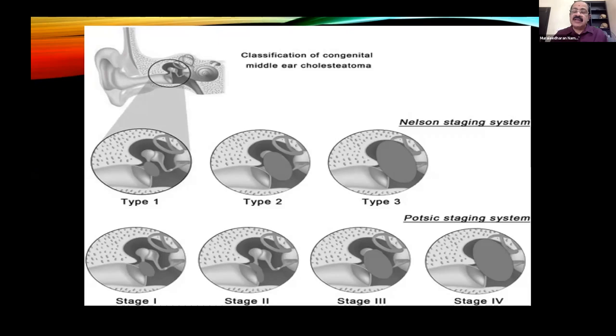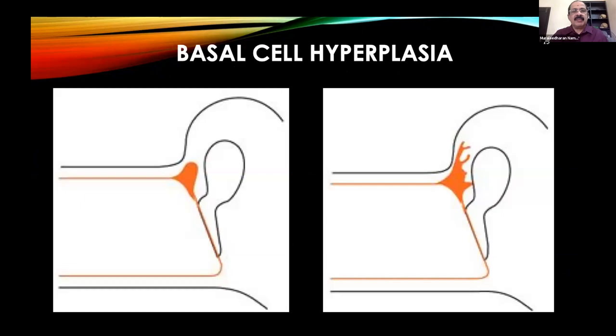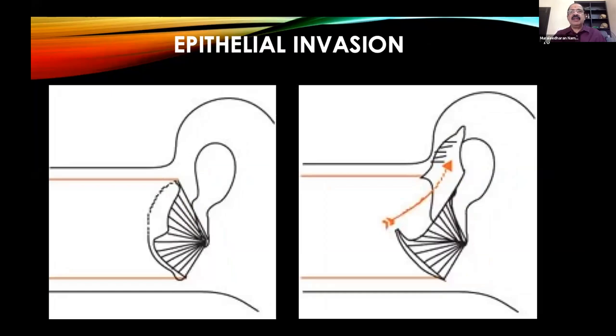Now, primary acquired cholesteatoma, again, there are a lot of theories, starting from the embryonic rest to the migration, invagination, metaplasia or invasion, and the basal cell hyperplasia, where you get the papillary ingrowth from the basement membrane near the pars flaccida. It can grow into the middle ear and grow superiorly to form a cholesteatoma, or invasion, where there is a small tear in the pars flaccida basal layer, or there may be micropores in the pars flaccida where there can be invasion of epithelium into the tympanic cavity.